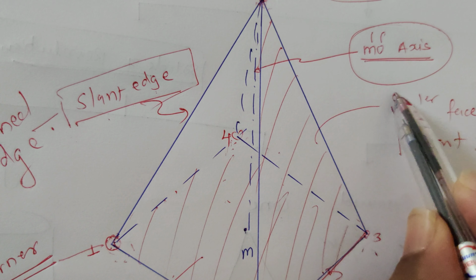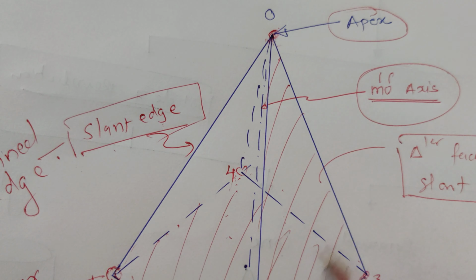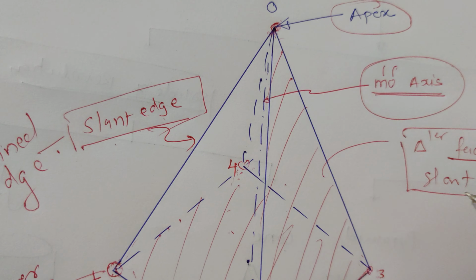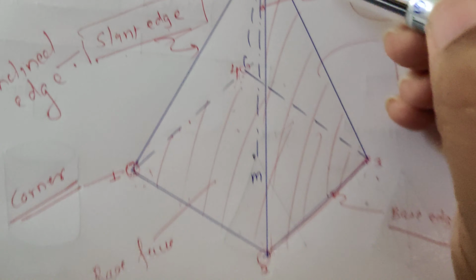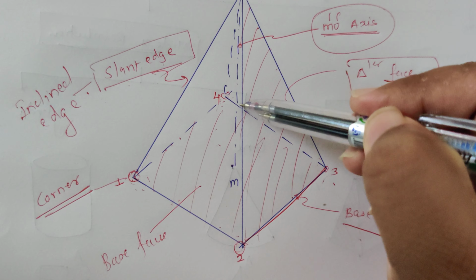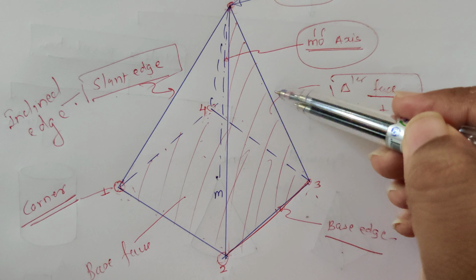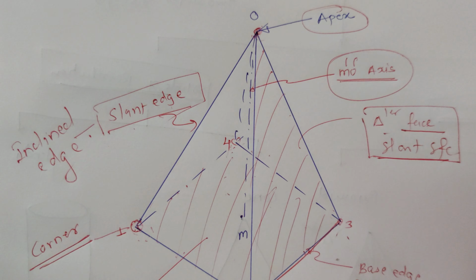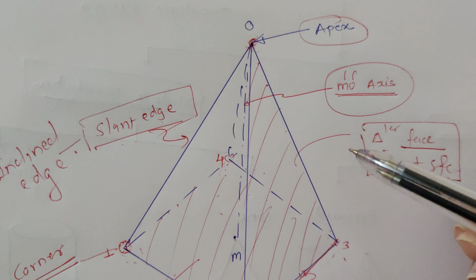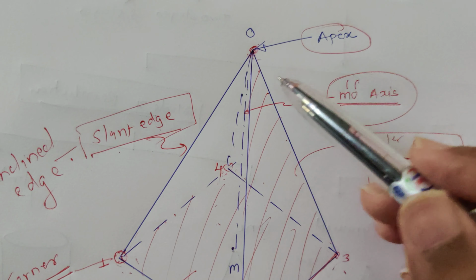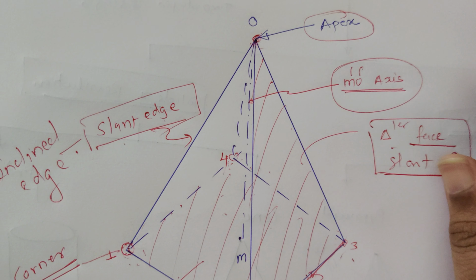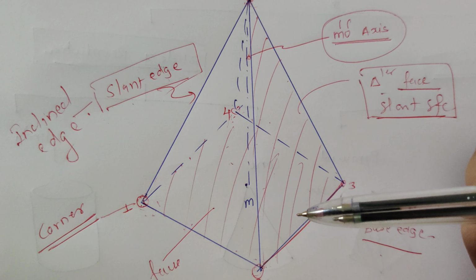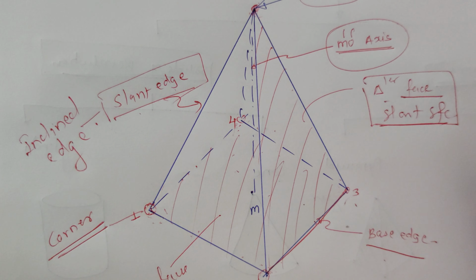Now we have to define a triangular surface or slant surface. Remember, a triangular surface or triangular face or slant surface is a plane bounded by two slant edges and one base edge. Okay, so this is the basic terminology of a pyramid. Again, the name of a pyramid depends on the shape of its base. So in the syllabus we have to study square pyramid, triangular pyramid, pentagonal pyramid, hexagonal pyramid along with a tetrahedron.